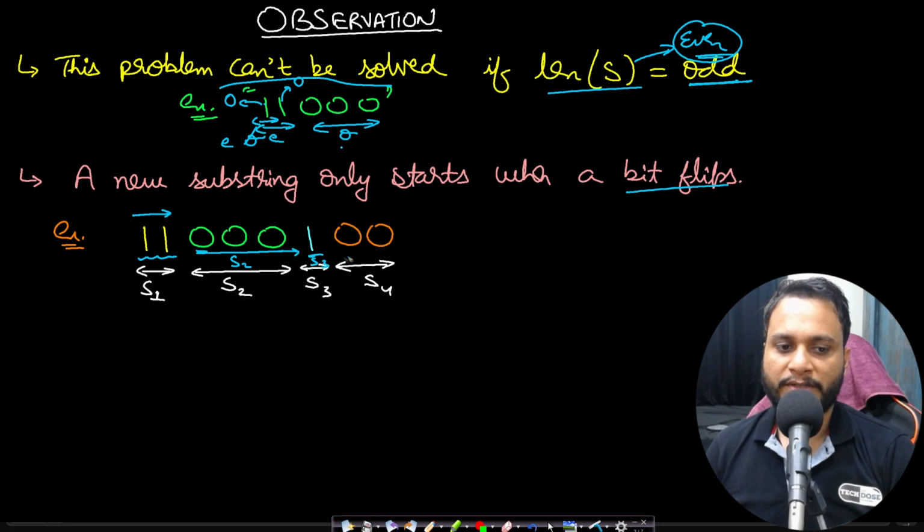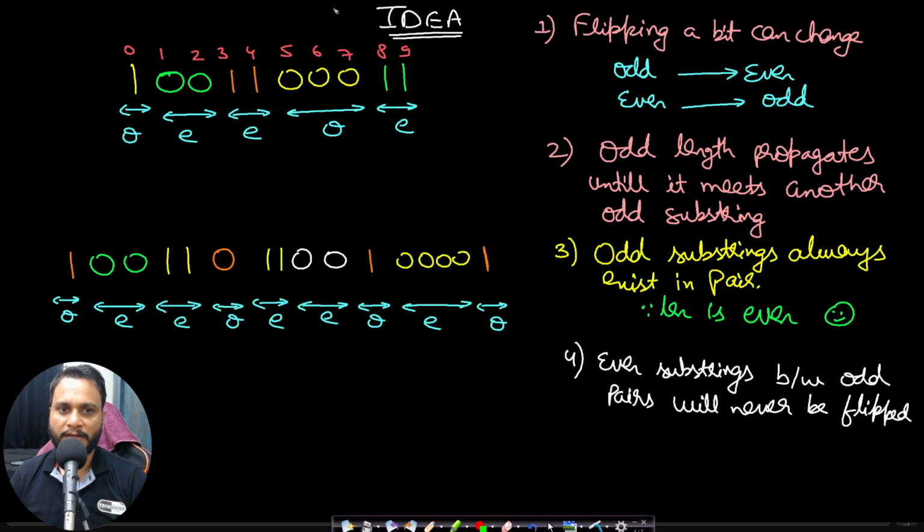This is substring number 3, and this is substring number 4. Okay, I hope you have understood the idea of substrings. Now there are a few important observations to be made here. The first one is that flipping a bit can change an odd substring length to even, or an even substring length to odd, by just flipping a single bit.